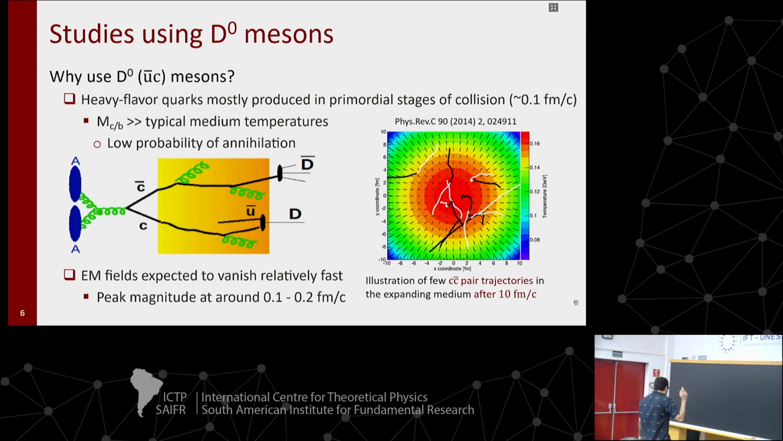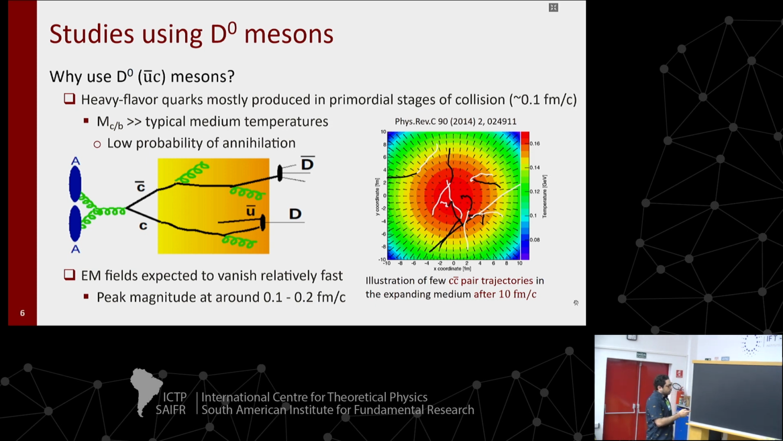So then, what enters the D0 mesons? D0 mesons enter because the D0 is composed of an up quark and a charm quark, and the charm quarks, because of their mass, are produced in the primordial stage of the collisions.